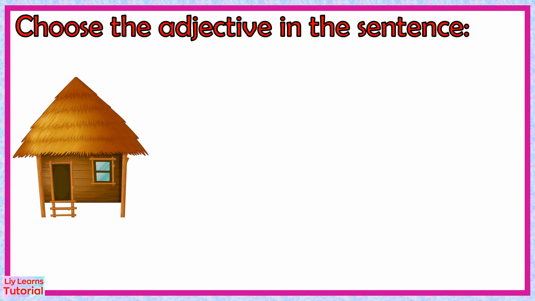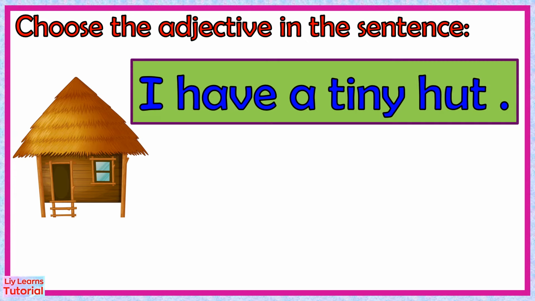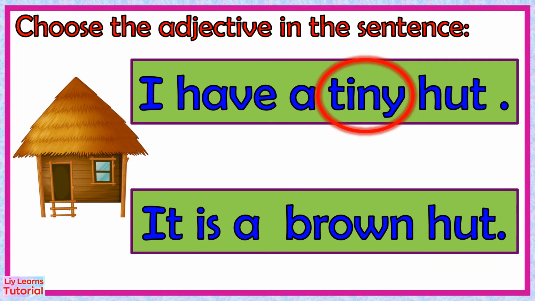Let's try one more. I have a tiny hut. Tiny tells the size of the hut. That is an adjective. It is a brown hut. Brown tells the color of the hut. Brown is an adjective.